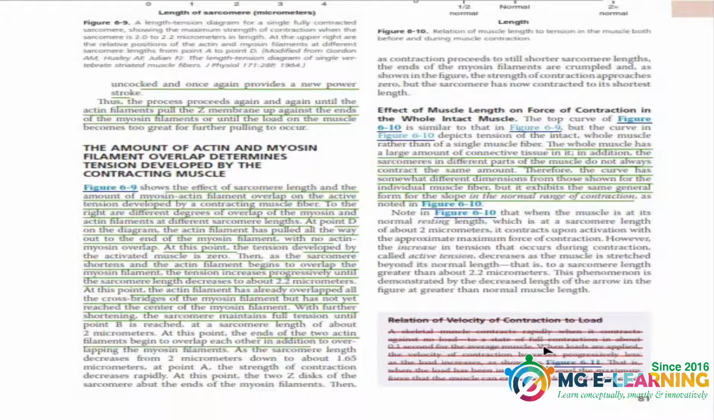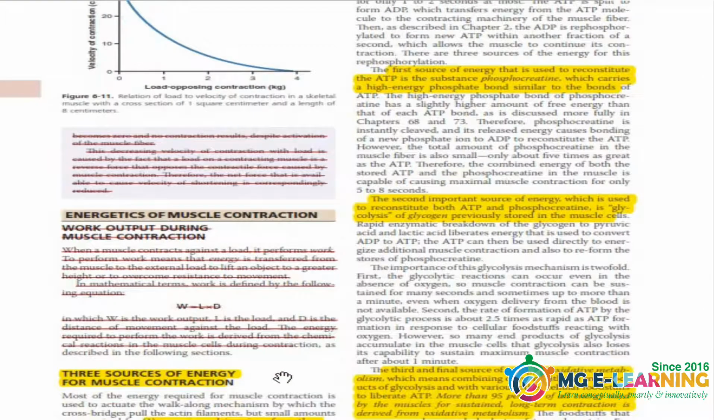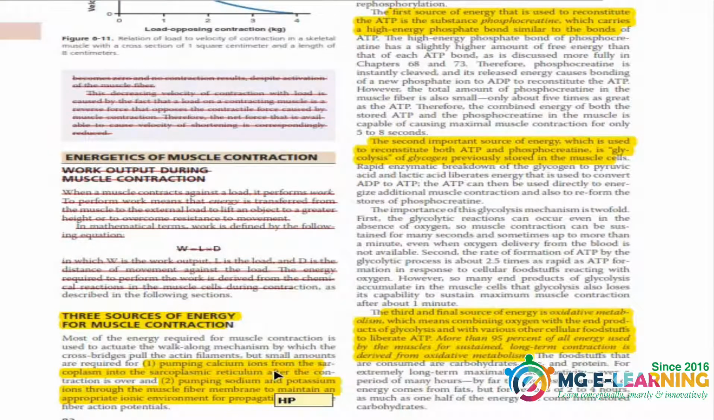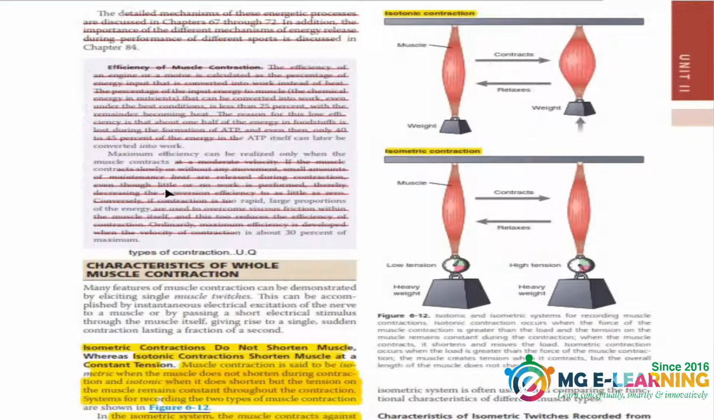The blue box is not important and you can neglect this topic. Again, you can neglect this topic as well. Next topic is 3 sources of energy for muscle contraction. All 3 points are highlighted and you don't need to read all the page. You really don't need to read the whole page. All the important crux of the topic is highlighted. The phosphocreatine, the glycolysis of glycogen and the oxidative metabolism are important for MCQs. Next, this blue box is not important, you can neglect this.